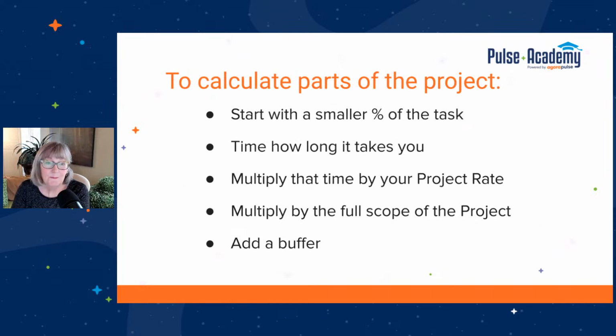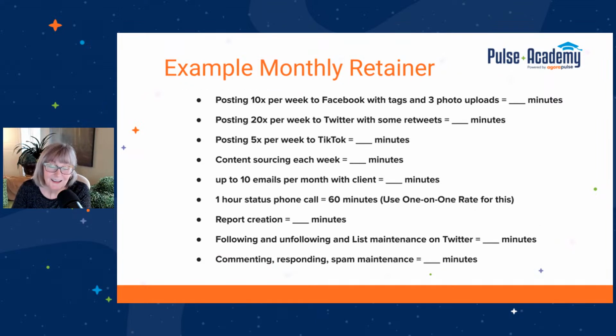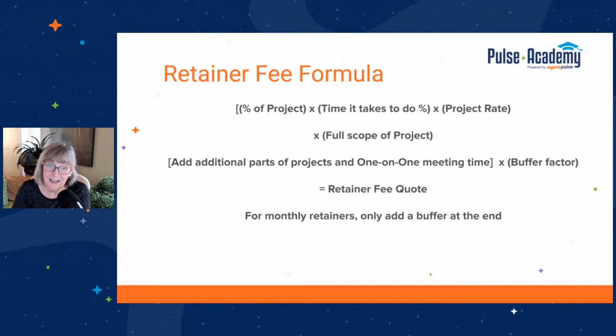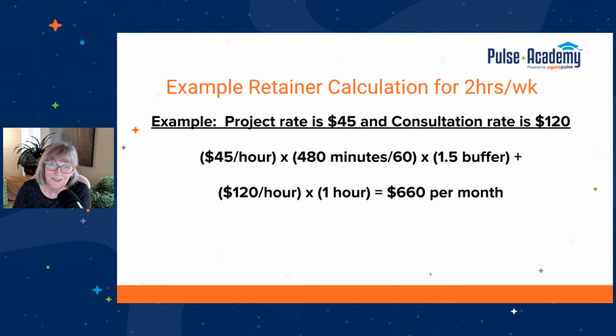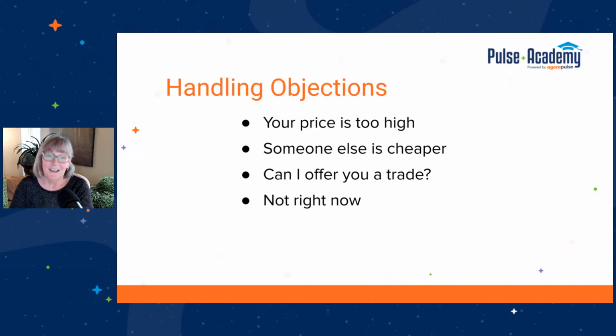Now, again, I really don't want to go into this because this is all long form and I'm so keen on using the calculator. But inside these slides, we absolutely have a way for you to figure this out manually in case that's your thing. And this is how you would come up with that retainer fee. For example, if your project rate is $45 and your consultant rate is $120, there's the formula for it. Okay, now, these are just a few extra points at the end here.